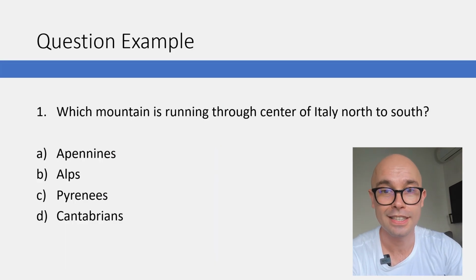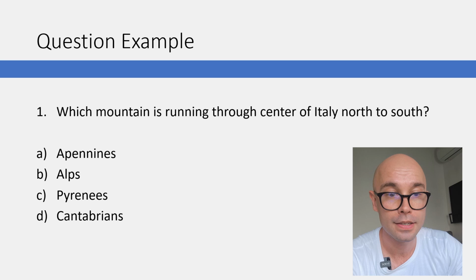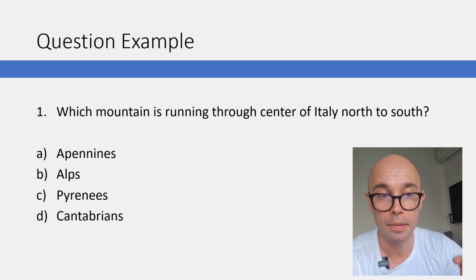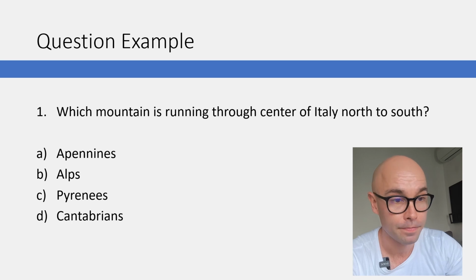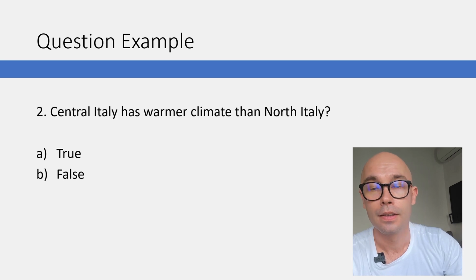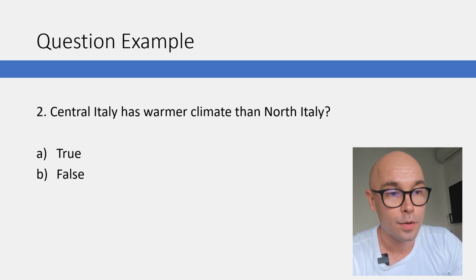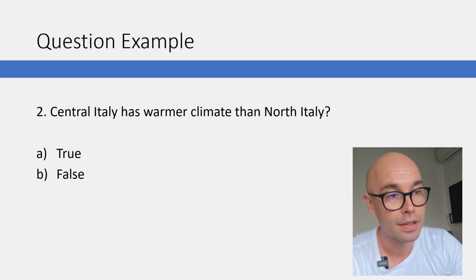You're ready for the questions? Let's go. Which mountain is running through the center of Italy north to south? Apennines, Alps, Pyrenees, Cantabrians. The correct answer is B, Alps. Oh, sorry. Correct answer is A, Apennines. Central Italy has warmer climate than North Italy. True or false? A, it's true.